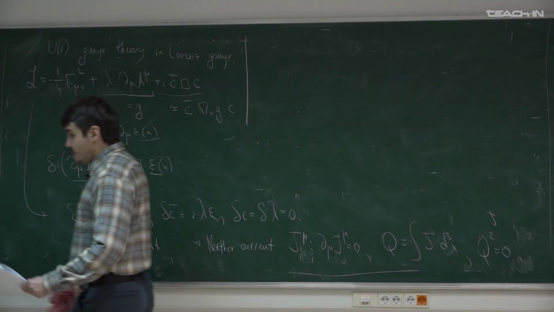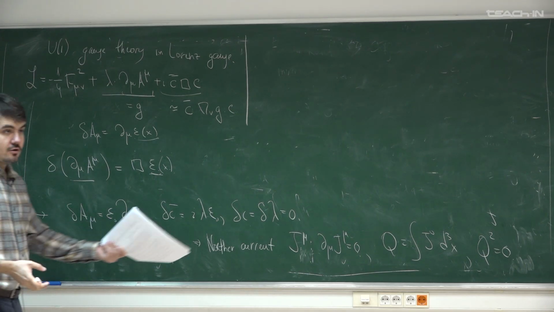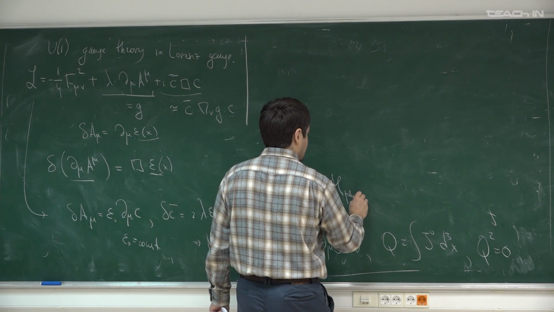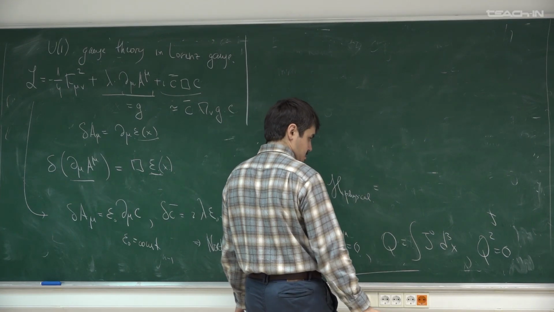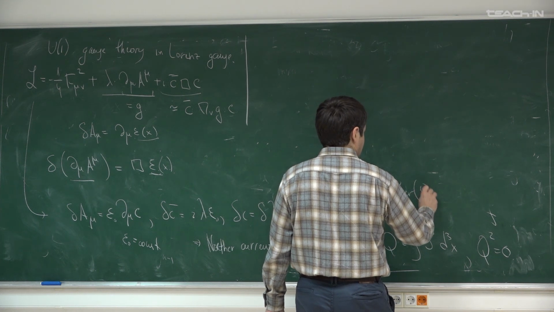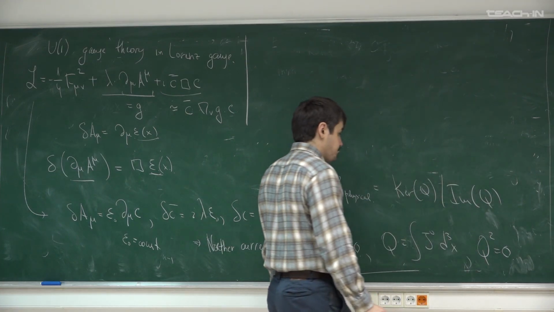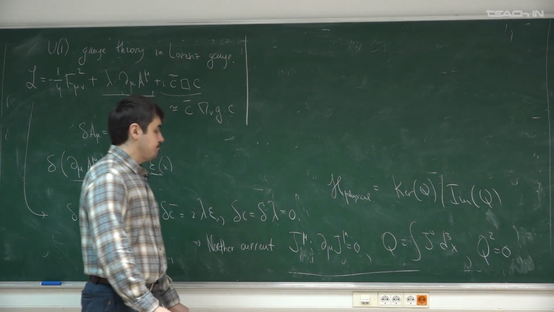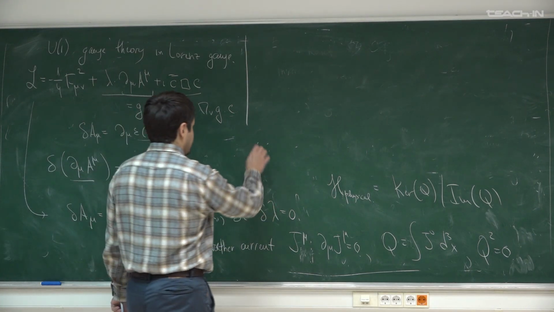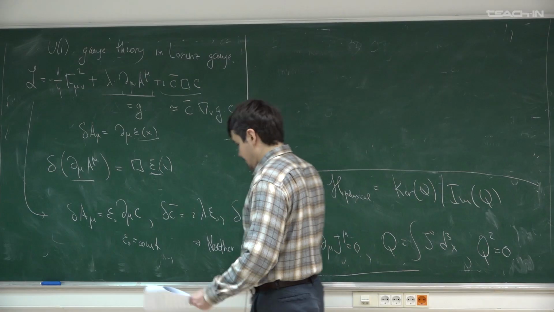And then the physical states in electrodynamics are in the cohomology of this operator. So the physical Hilbert space is the kernel of Q modulo the image of Q. So that's one way of describing the physical Hilbert space in electrodynamics. And this is the general procedure.